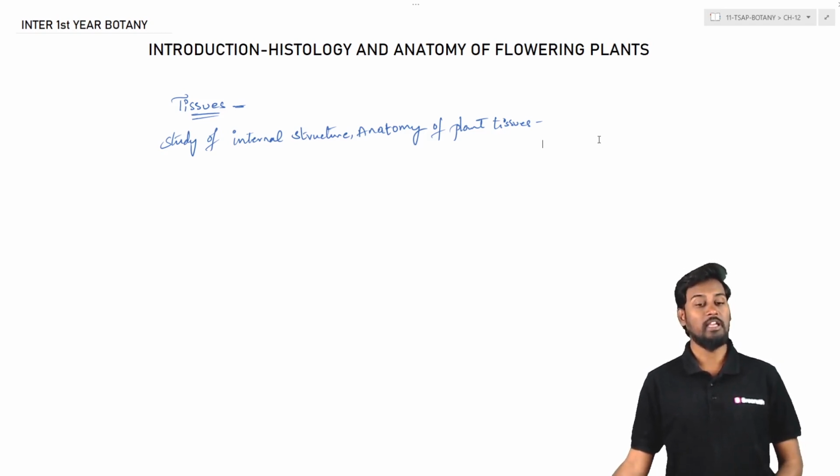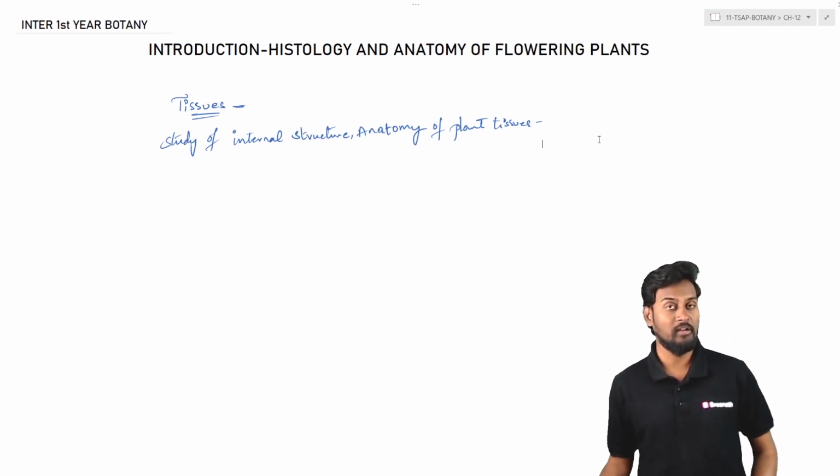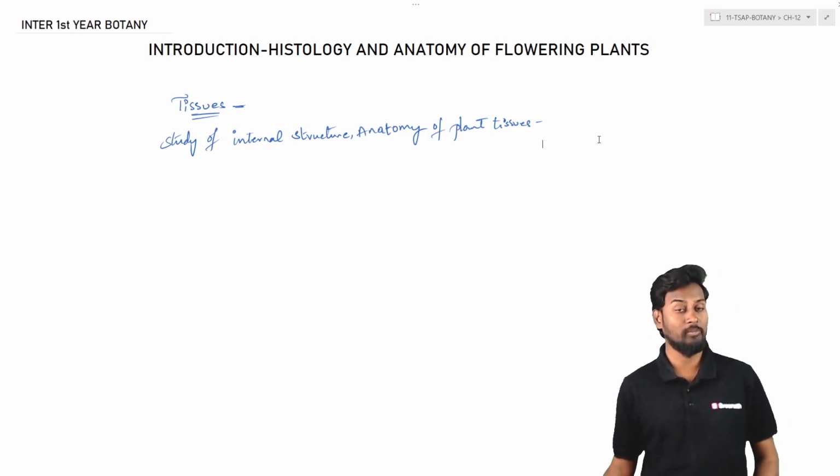So here we can see the study of internal structure, that is the anatomy of the plant tissue, where we are going to study the different tissues which make up the parts of the plant. So the plant parts we see, what different structures they are made up of, we can study by using this particular chapter. So this is the 12th chapter, about the internal organization of the plants. And that is about histology and also anatomy.